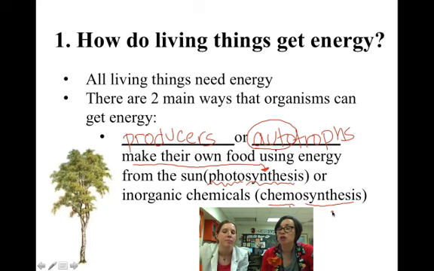Yeah, so there are 2 ways in which organisms can make their own food. One is photosynthesis using energy from the sun, and the other one is chemosynthesis, which sounds like chemicals, right, or chemistry. So using chemicals to actually synthesize their own food. And again, they're all called autotrophs.